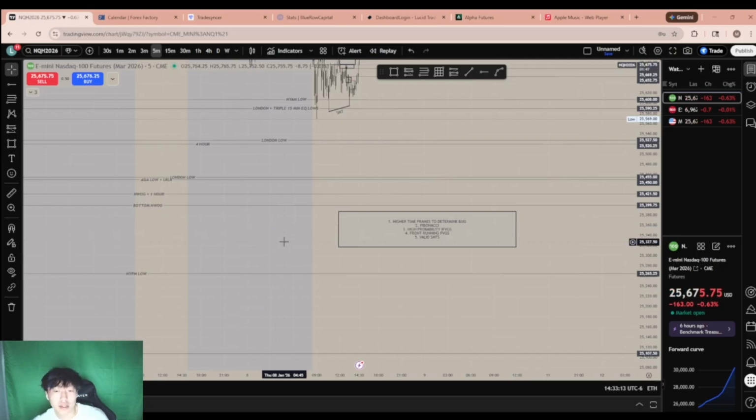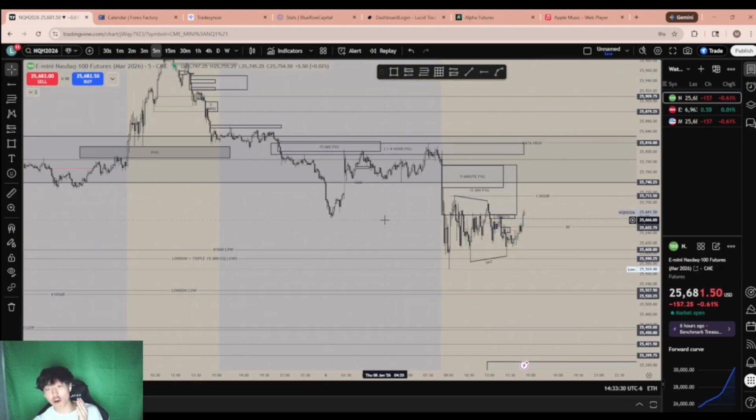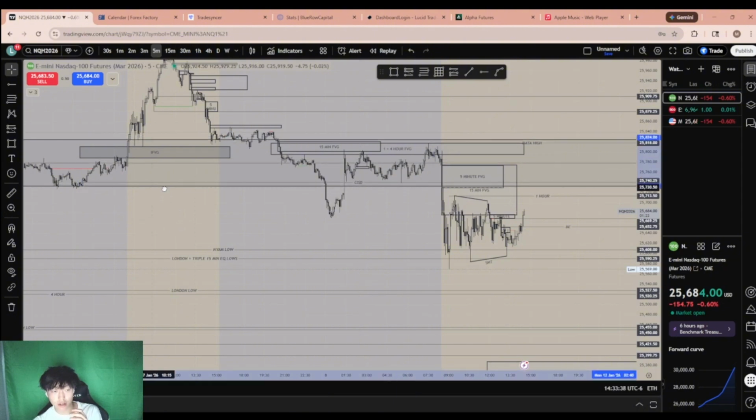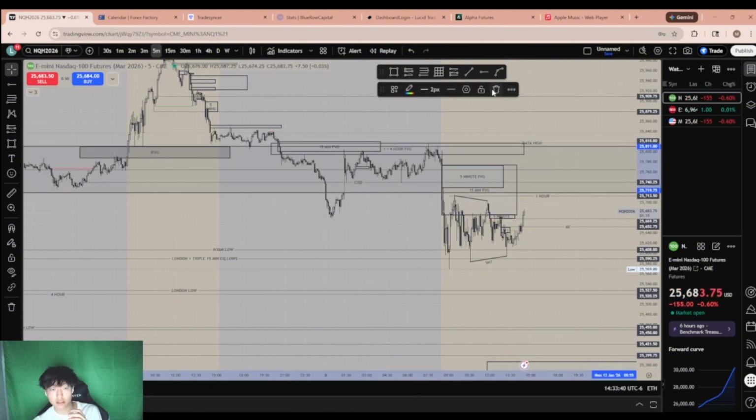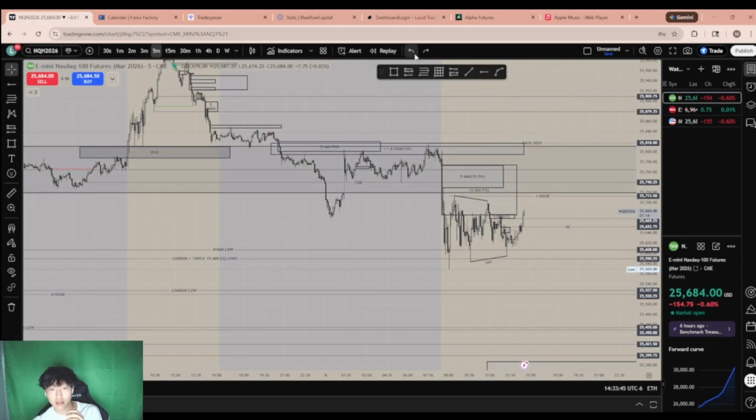So, high probability inversion fair value gaps. I guess that also pairs with your bias and your liquidity sweep. Liquidity is literally king, okay? Oh, there's also... delete all this freaking shit, dude. I actually might keep that breaker, but I'm deleting this.